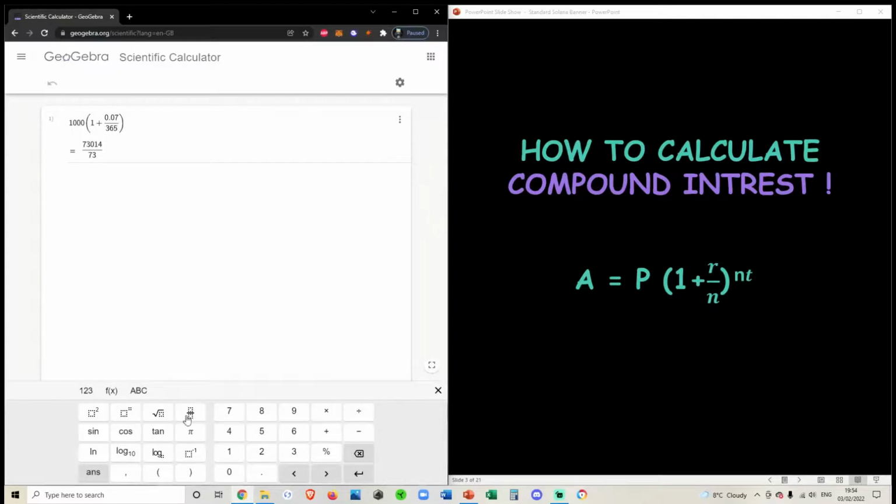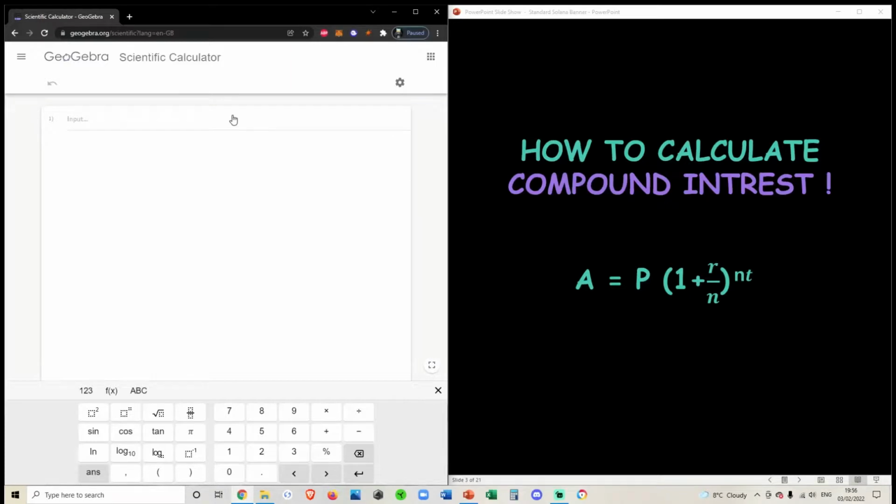Now all we need to do is simply raise it to the power NT. So N being 365 days, and we said we want to invest for 2 years. So we would simply have 365 times 2. And you can see in this example, with a 7% compounding interest paid daily, over 2 years we would be left with 1,150. Now let's do one more example just to get you more familiar with the subject.